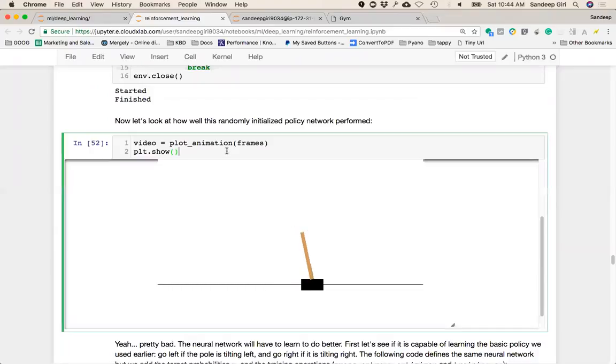That's it. It is worse than our previous example.